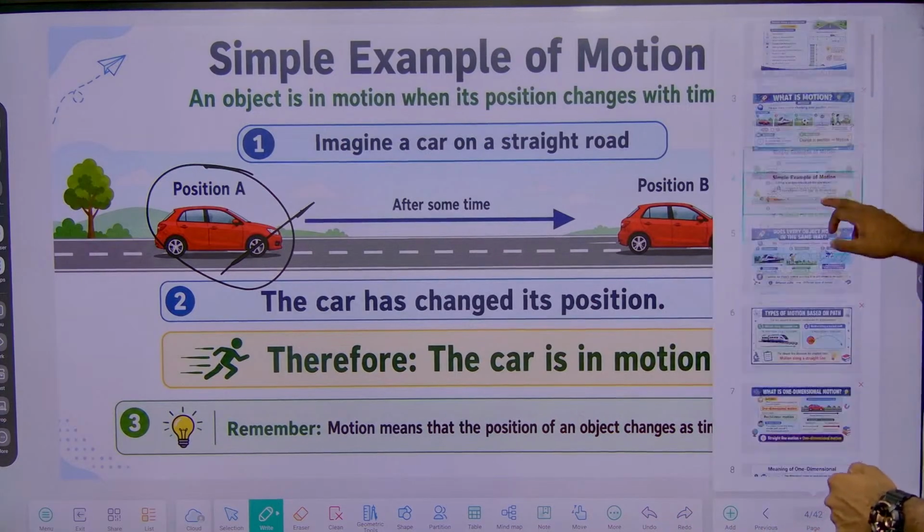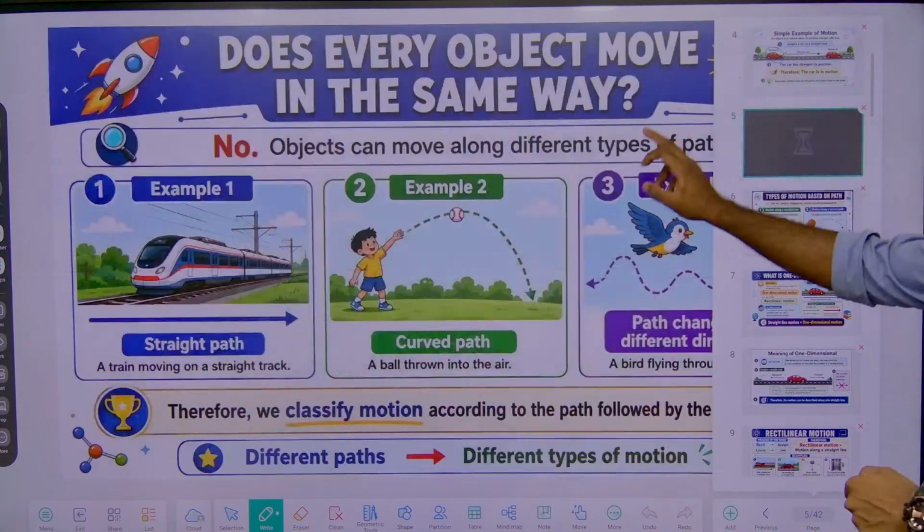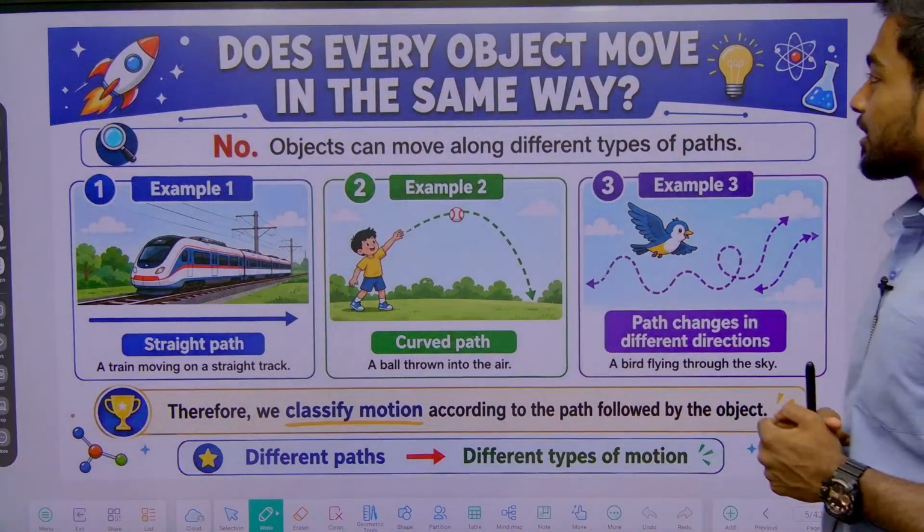The next one is: does every object move in the same way?